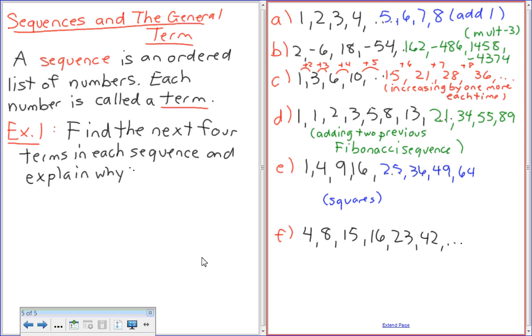There are multiple ways to get it, and that's not wrong. So you said this is plus 3, plus 5, plus 7, plus 9, plus 11, plus 13, and that works as well. Either of those work. You can either say it's the squares.